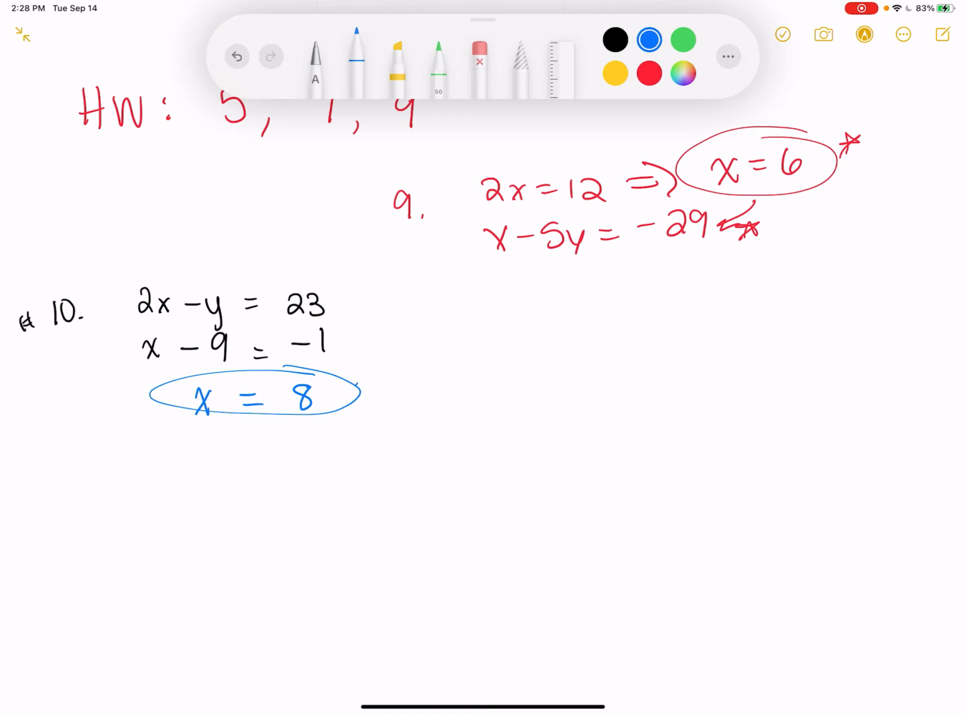Okay? Wait. Break that down real quick. Bro. 2x. We add the 9 over, so -1 plus 9 is 8. Gotcha.